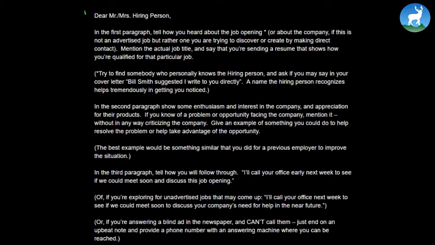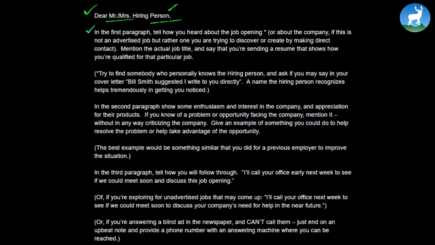First, we will write the salutation. What is the salutation? Dear Mr./Mrs. So if you do not know whether the hiring person is a male or female, write Mr./Mrs. Do not write hiring person, write the name of the person, correct? So don't just write hiring person, write the name of the person. So you surely know who is your hiring person.